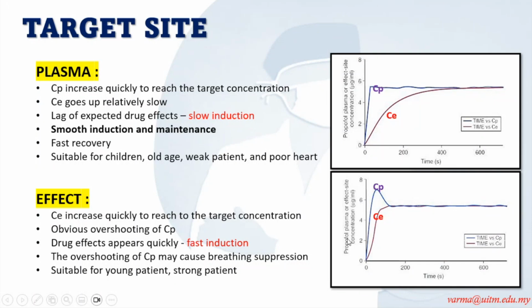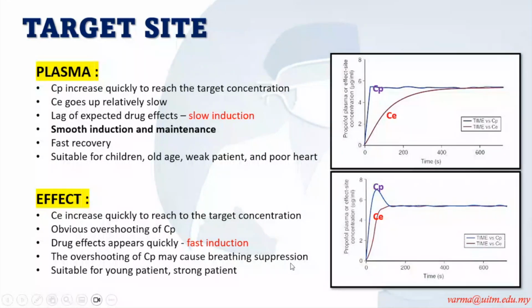Obvious overshooting of Cp. The plasma concentration, of course, will overshoot because they want to create a larger gradient between the blood and the brain. Drug effect appears quickly. Patient loses consciousness fast. It's a fast induction. The overshooting of Cp may cause breathing suppression.